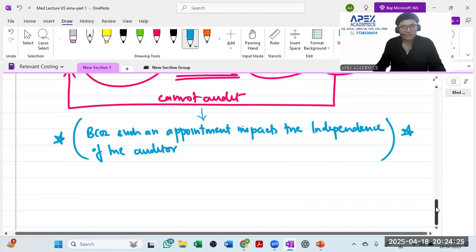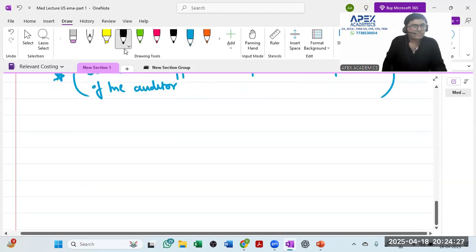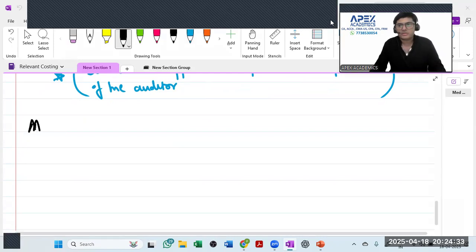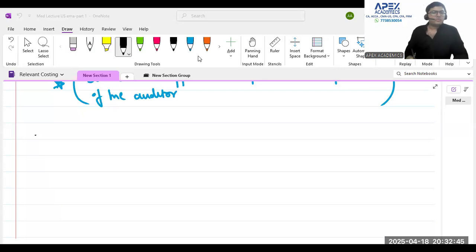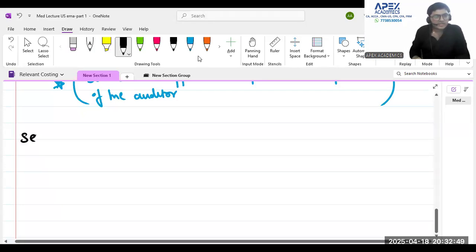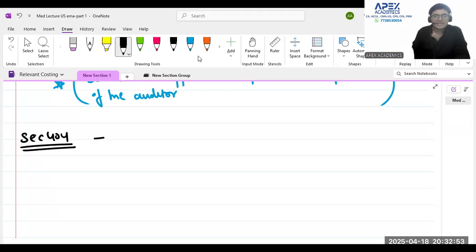Let us talk about assessment of internal controls as the next concept. Guys, we'll have to just pause for a moment. So the next concept in SOX that we are looking at is section 404. Section 404 is assessment of internal controls.